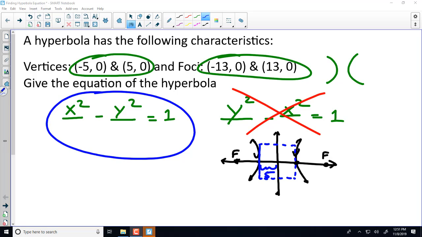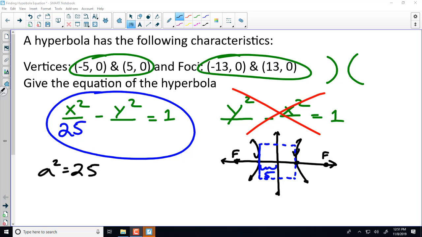And that actually gives us the number under x squared, because that's a 5. We square that number, and we can see that there's going to be a 25 underneath the x squared. And since that's the first term in this one, we're going to go ahead and call that a squared. So a squared equals 25.